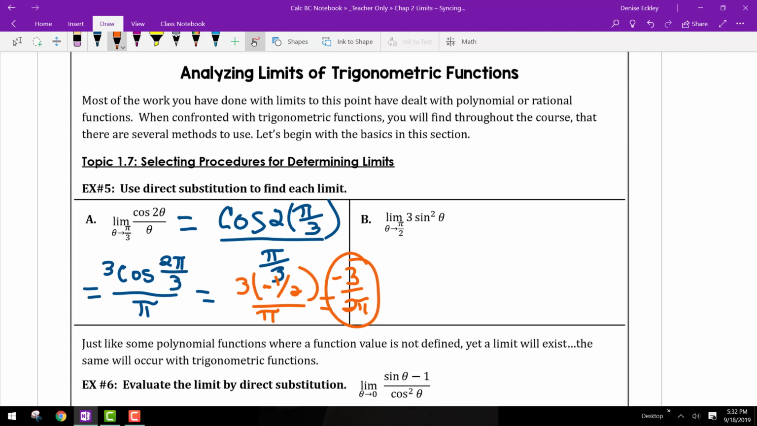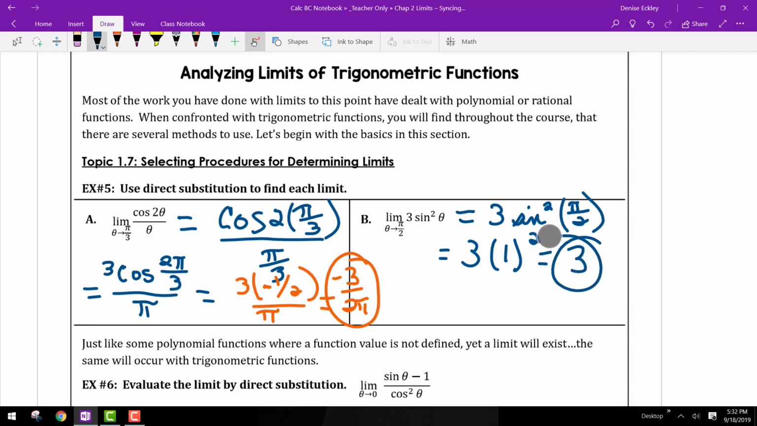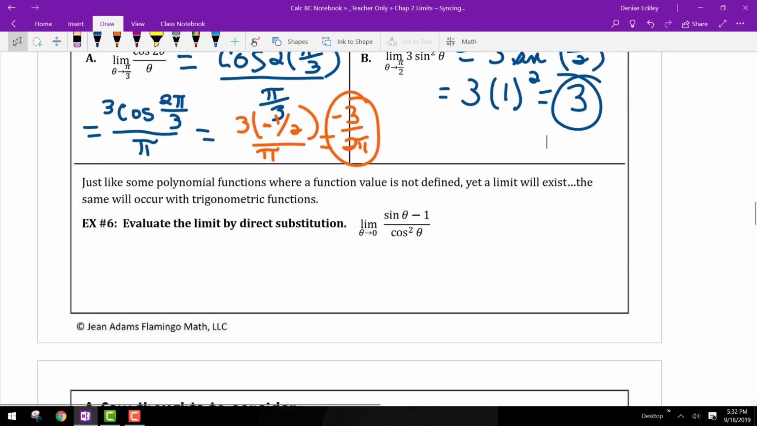Doing the same thing with the next one, we don't have a fraction, so we're not going to have an indeterminate form. Sine is not a function that has any asymptotes. It is a continuous function, so we don't have to worry about that, and we can do direct substitution. We get 3 times sine squared of pi over 2, and sine of pi over 2 is 1, so you would be squaring 1, so we get 3. So that's just recapping. We've done some of these direct substitutions with trig values already.